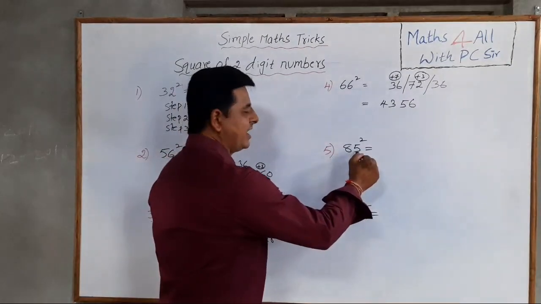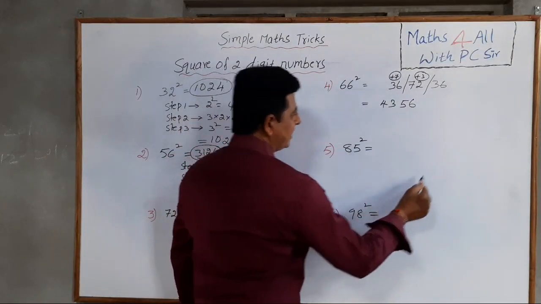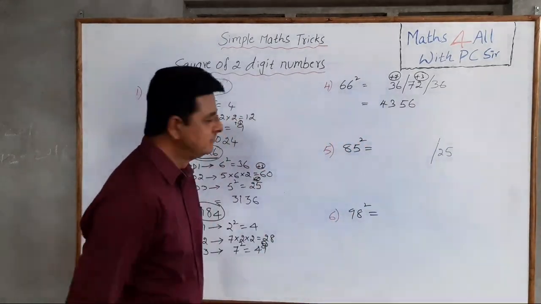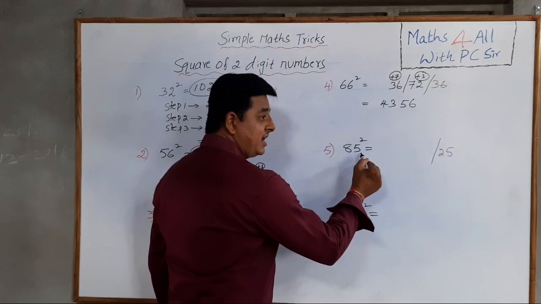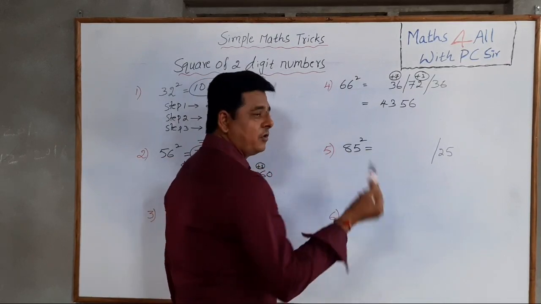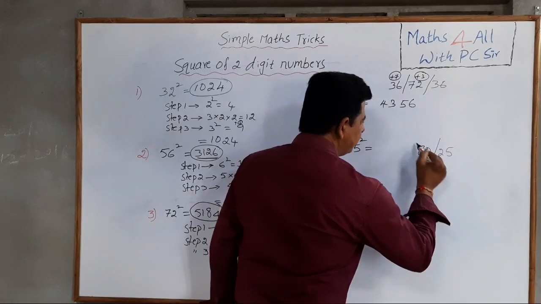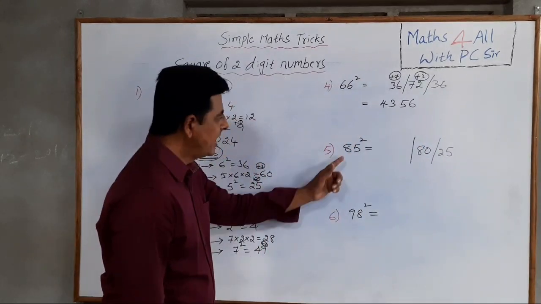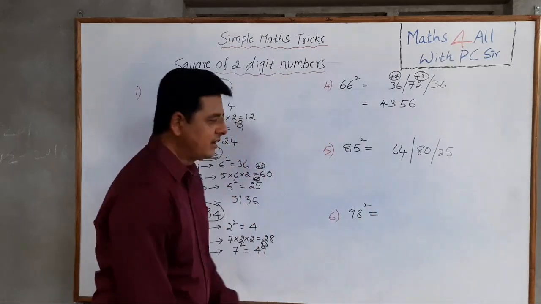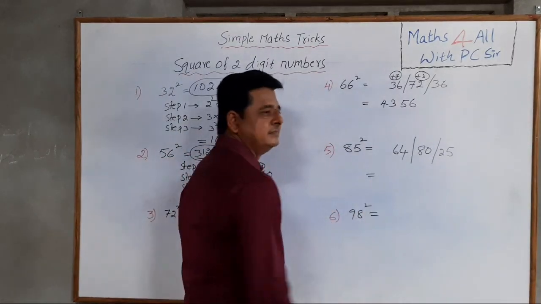First step, 5 square. Understanding? 5 square is 25. Then second step, 8 5s are 40. 40 means double it again: 8 5s are 40 and 2 4s are 80. Then next, third step, 8 square. What is 8 square? 64. Clear? Right? And now I am writing the answer.